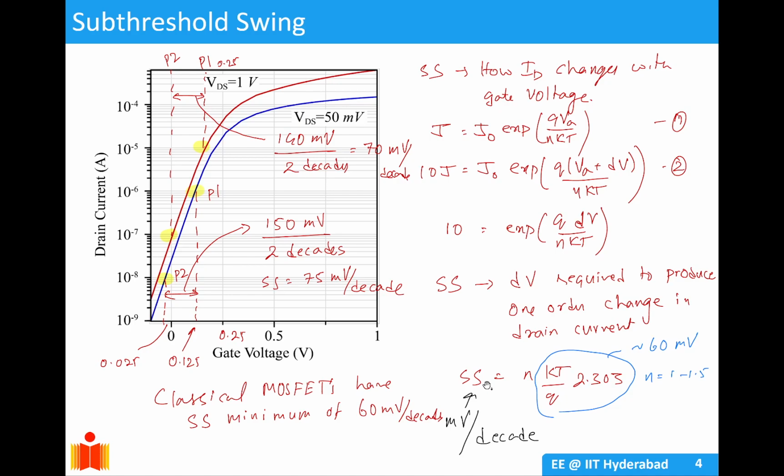So my subthreshold swing equals n into 60 millivolts, and the value of n can change from 1 to 1.5 or something like that. So n can at the minimum be equal to 1. So our classical MOSFETs can have a minimum subthreshold swing of 60 millivolts per decade. It says per decade because it's the voltage required to bring one decade change, that is one order change, in the drain current.